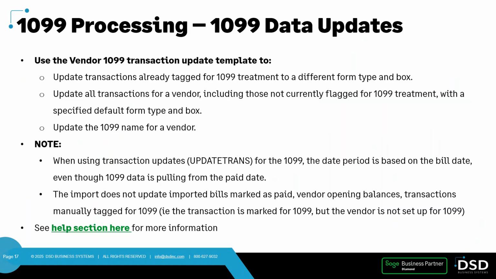Whenever you're using the update transactions, what we want to let you know is that it will ask you for a date period to look at those transactions. That is based on the bill date, not the GL posting date, and not the paid date of those bills. The 1099 data is in fact pulling the paid date data whenever it pulls your 1099 information. However, the bill date is what is used to update the actual transactions, those transaction lines, to make them 1099able.